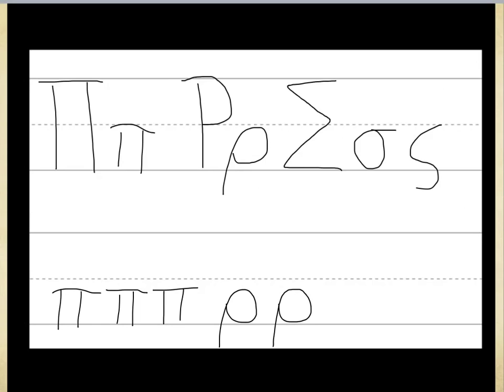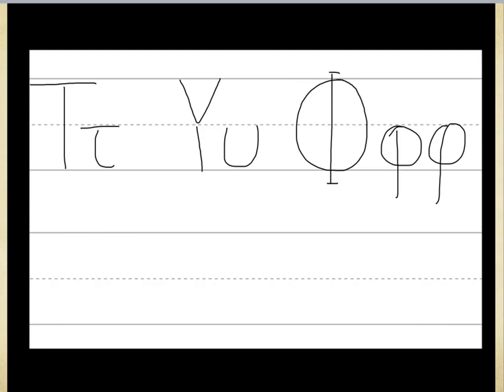And then again, there are two forms of sigma. One of them for the middle of words, which is all one stroke, and one of them for the end of words, which looks like an S, except that the bottom of it is below the line. Tau is just like our T, only it's all under the middle. Upsilon is just like our U.